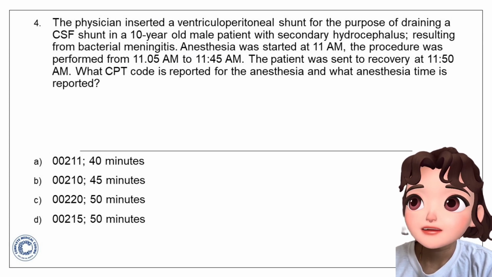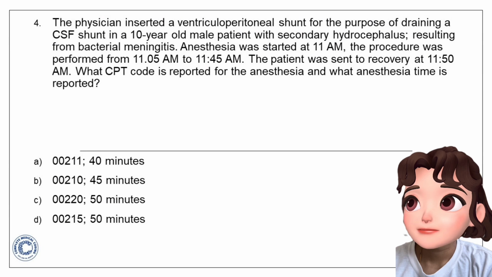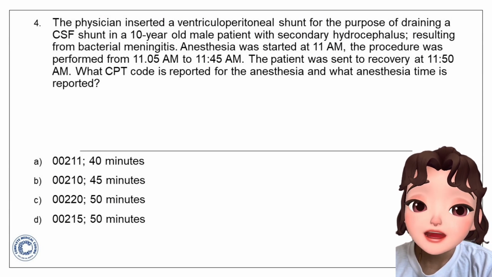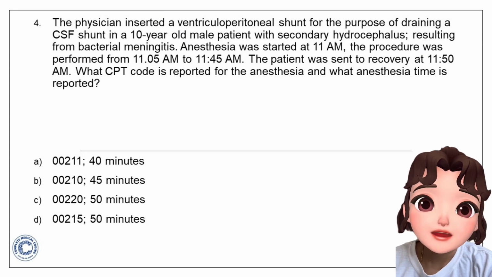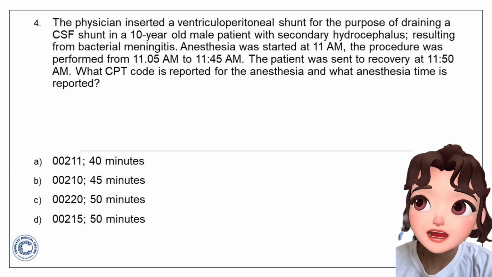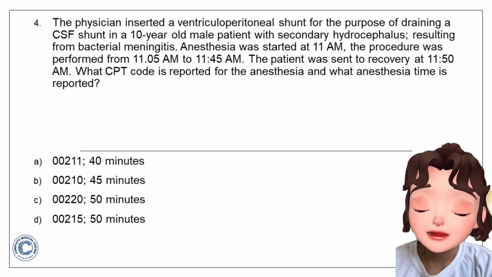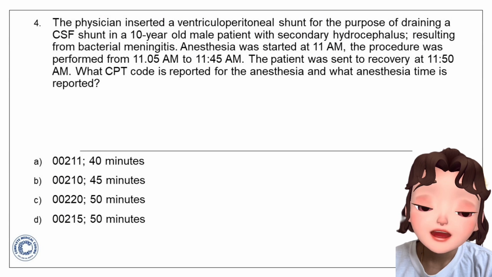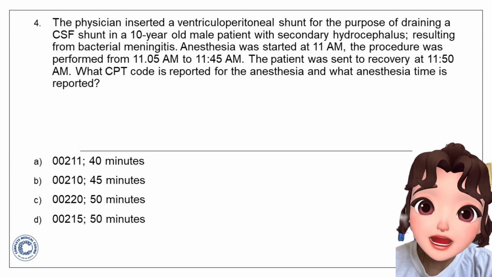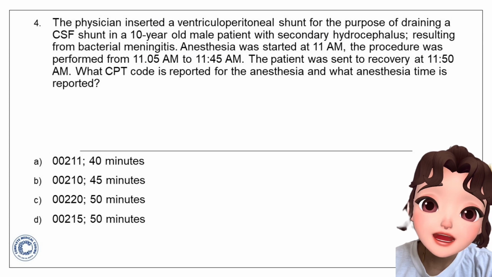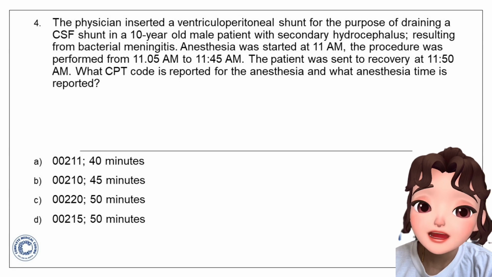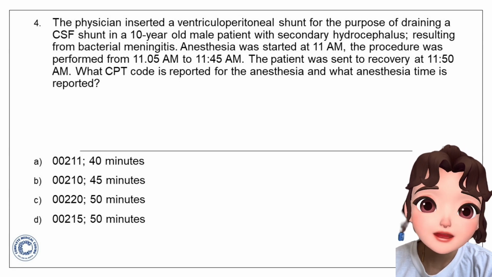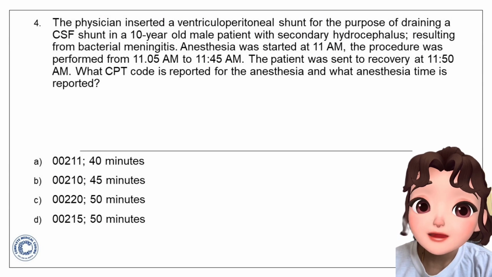So here in this question you have to code only the anesthesia code and the time spent for anesthesia. I mentioned earlier in the anesthesia guidelines how to code anesthesia time. Anesthesia time should be calculated from the time the patient has been prepared for anesthesia until the patient is sent to recovery. That period of time is marked as anesthesia time, not until the procedure ending time, but till the patient has been sent to recovery.